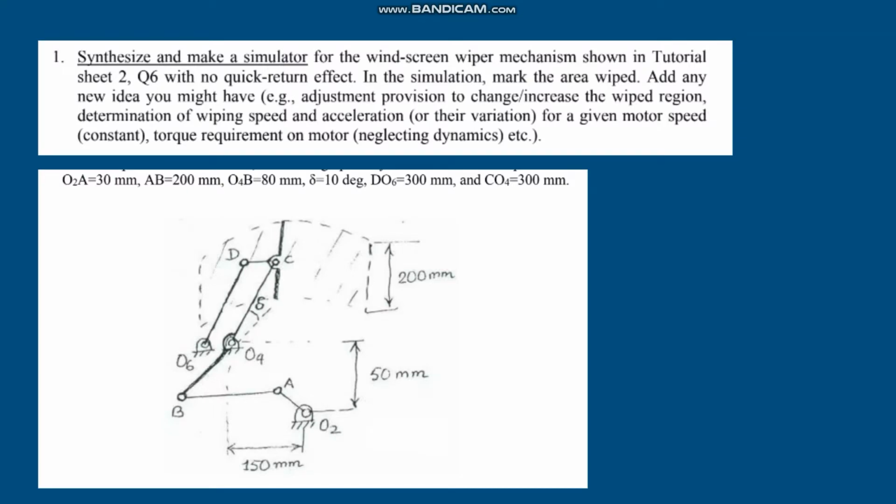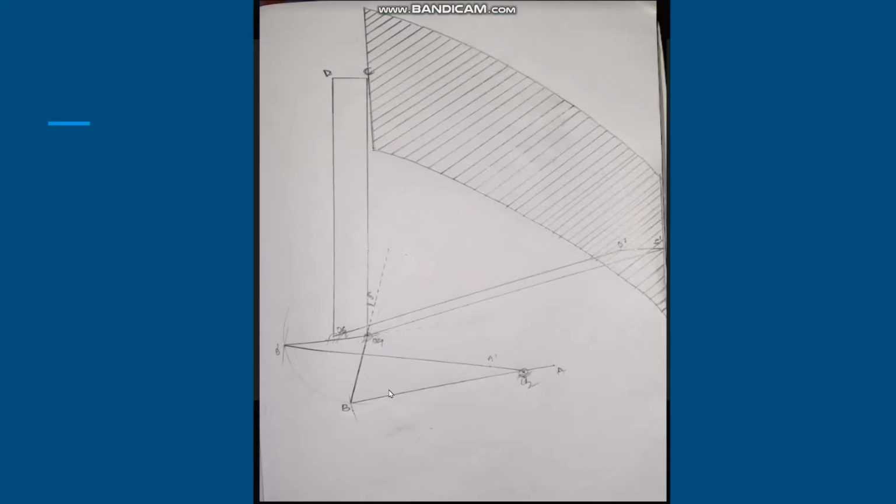So as we can see, the question is that we have to synthesize and make a simulator for the windscreen wiper mechanism. We know how the windscreen wiper mechanism moves. To explain that, we are considering the 4R linkage mechanism, which consists of points O2, A, B and O4. The next diagram will show how it is solved. We see that it moves and it has some extreme positions.